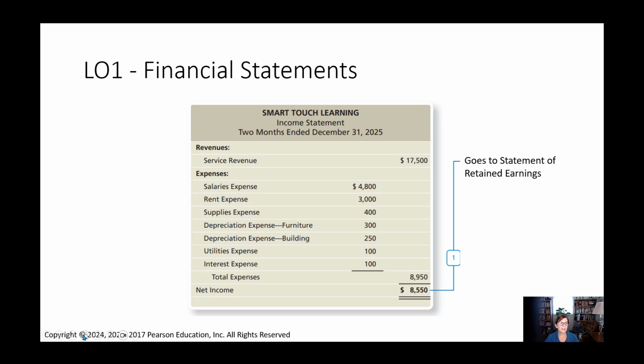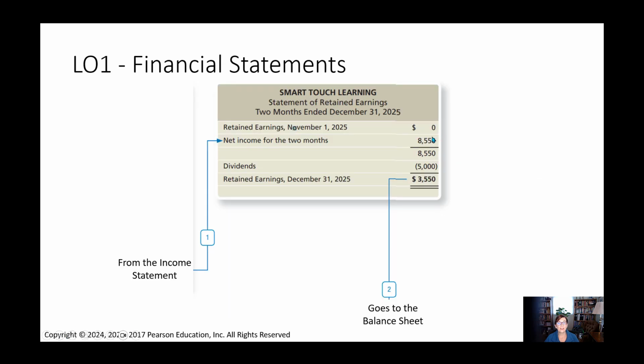So here we go with that 8550. We're taking it over here. In this case, this was our first couple months of business, so our beginning retained earnings balance is 0. We're adding the 8550 net income from our income statement, and that gives us a subtotal of 8550. Minus the dividends we paid out, which are 5,000, and that gives us an ending retained earnings balance of 3550. Our ending retained earnings balance is the one that goes to the balance sheet.